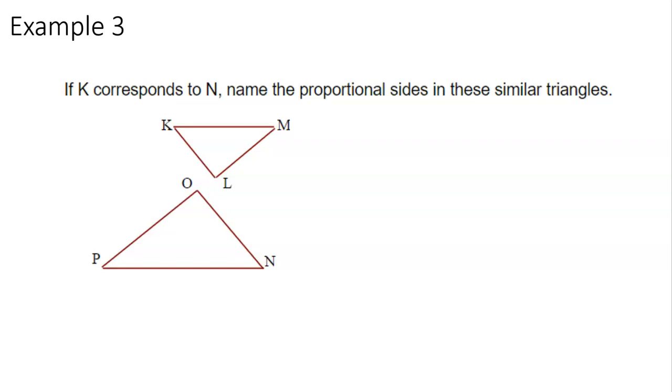If K corresponds to N, name the proportional sides in these similar triangles. So if we go back here, a ratio is the same thing as a fraction. This is old stuff, but we've got A over B. And a proportion is when we set two ratios equal to each other. A over B is equal to C over D. So they want proportional sides. They want to know what matches up.